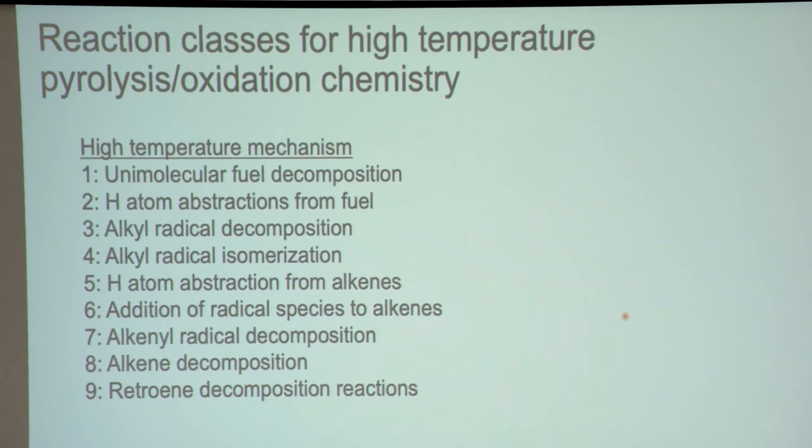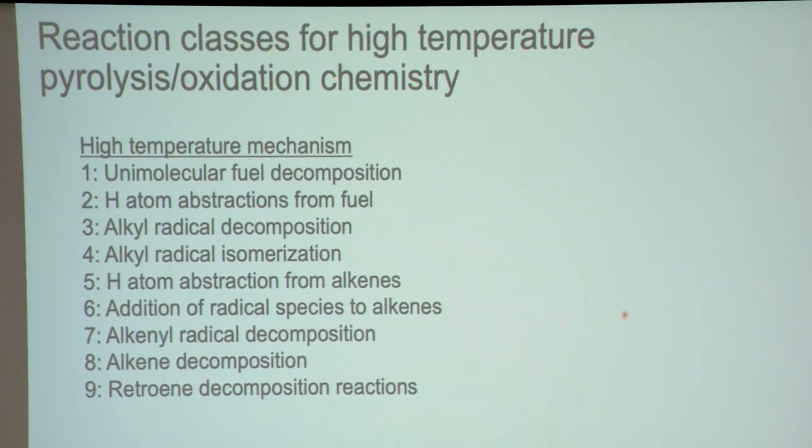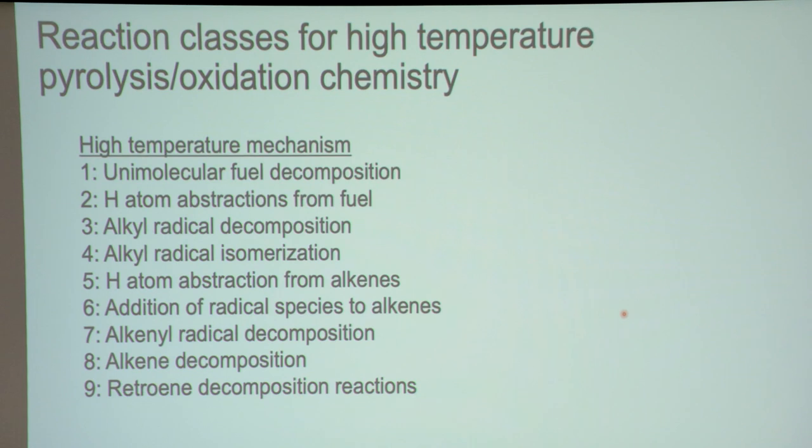The first class is unimolecular fuel decomposition. The second class is hydrogen abstraction from the fuel. The third class is the decomposition of the fuel radicals. The isomerization of the fuel radicals is the fourth class. The fifth class is the abstraction from the alkenes, which are the intermediates that are formed. Then addition radical reactions for alkenes, alkenyl radical decomposition, alkene decomposition, and retro-ene. So 9 classes, and I'd say the most important ones are the first 5. The last 4 are less important.